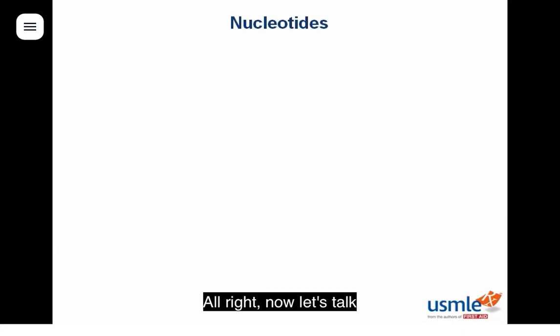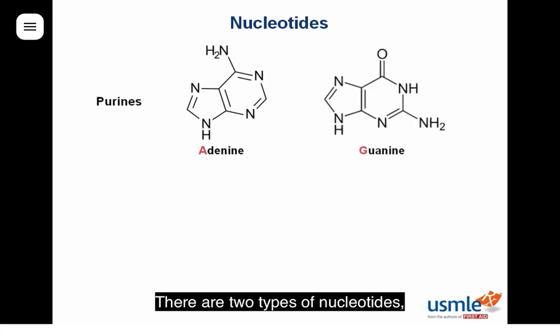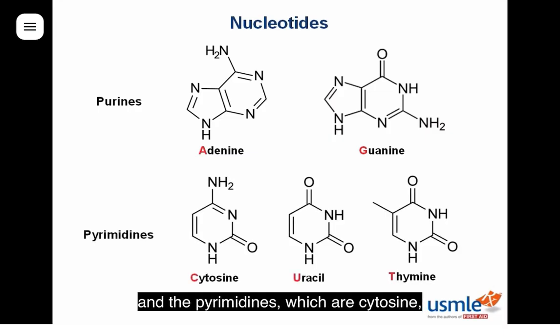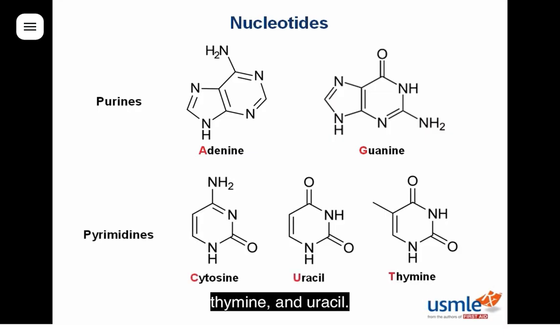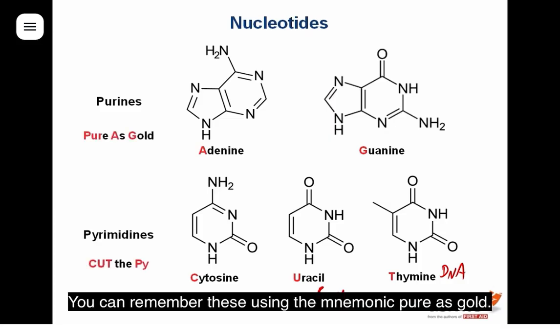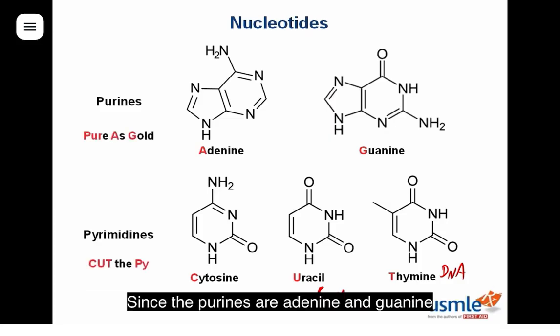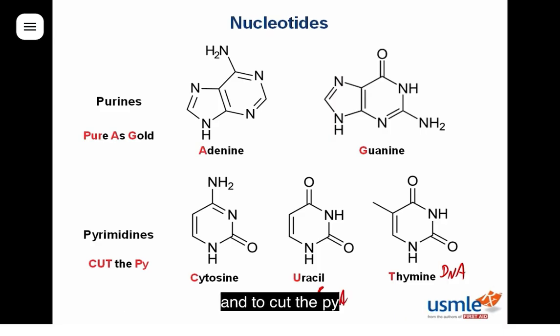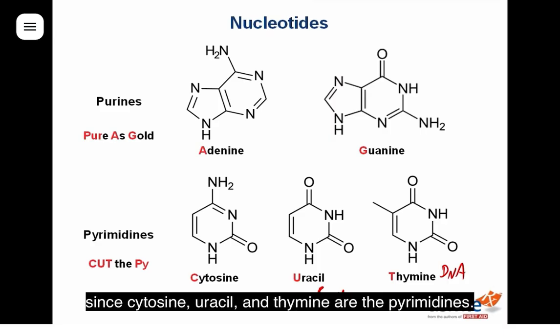Alright, now let's talk about the nucleotides that make up DNA. There are two types of nucleotides, the purines, which are adenine and guanine, and the pyrimidines, which are cytosine, thymine, and uracil. Uracil is only found in RNA, and thymine is only found in DNA. You can remember these using the mnemonic pure as gold, since the purines are adenine and guanine, and cut the pi, since cytosine, uracil, and thymine are the pyrimidines.